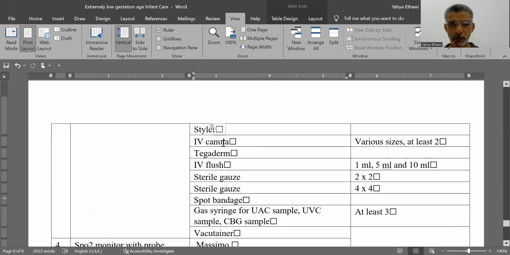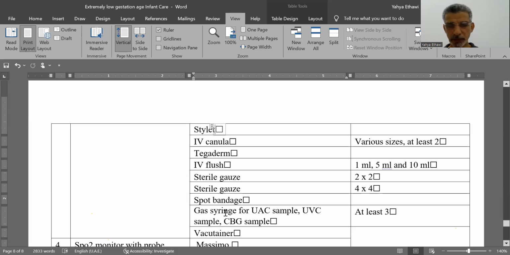IV cannula, various sizes, at least 2 of each size. Tagaderm, which is the cover for the lines. We need the IV flush, normal saline: 1 ml, 5 ml, and 10 ml. We need sterile gauze, size 2x2 and size 4x4. We need a spot bandage, so we can cover the pulse oximetry probe, the temperature probe, and even if the baby is bleeding, so we can cover.